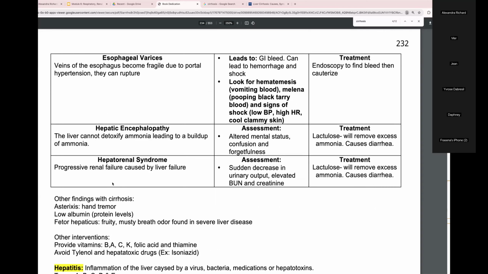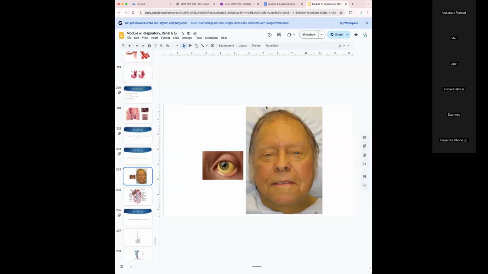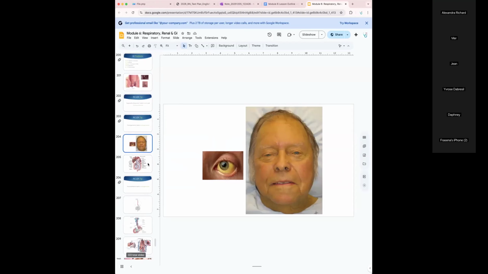Some other findings in cirrhosis. So let me show you. So let me share this screen. So we talked about jaundice, a yellowing of the sclera and the skin.